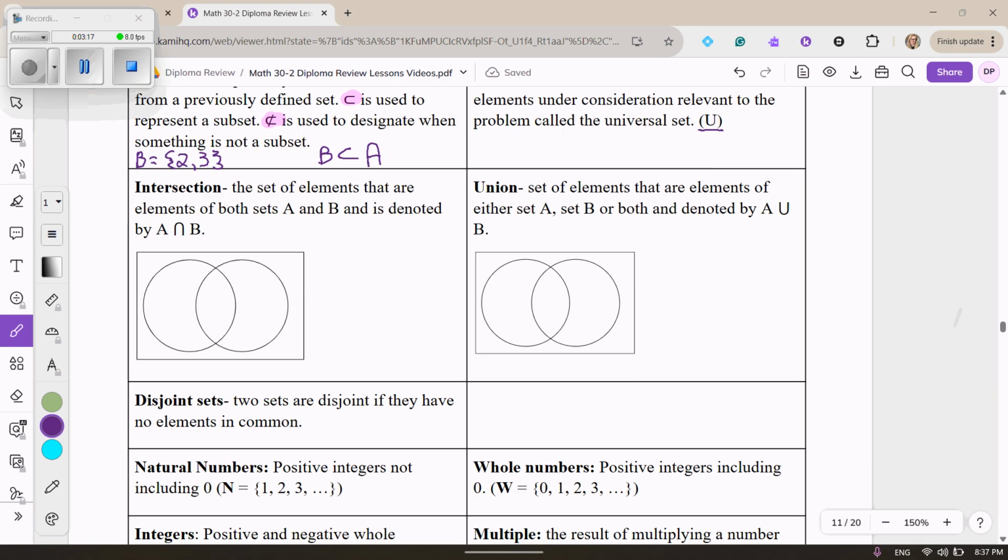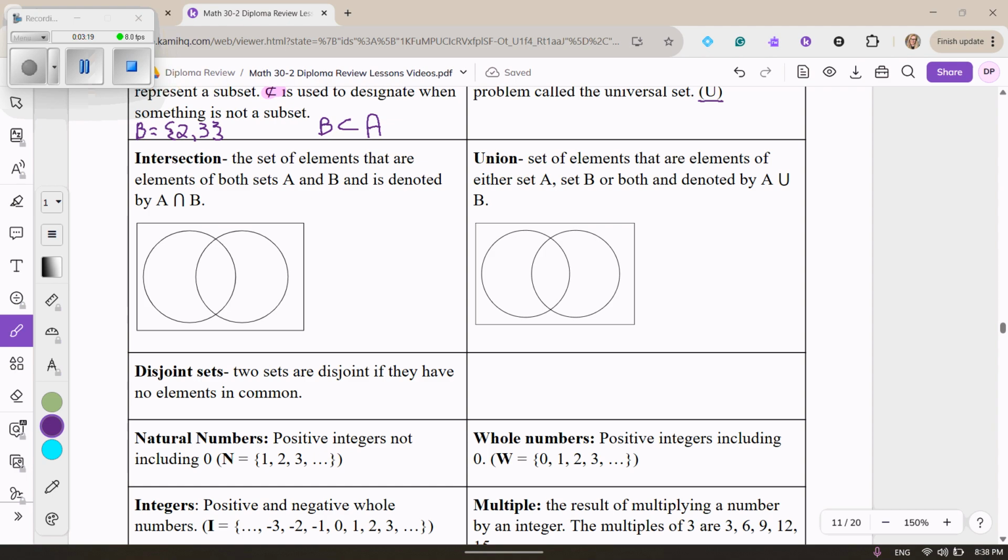Next, we have the intersection. So intersection is the set of elements that are elements of both sets, A and B. So notice that word and here. When we're talking about the intersection, we're saying A and B, and here is the symbol for this. Now this is on your formula sheet, and when we talk about what that means in terms of Venn diagram, it means the things in the middle of our Venn diagram. So A and B is the things in the middle.